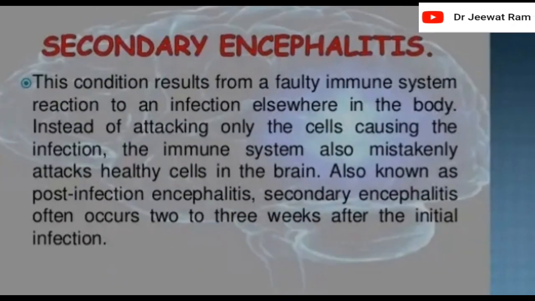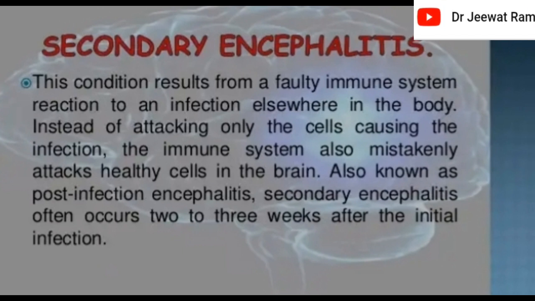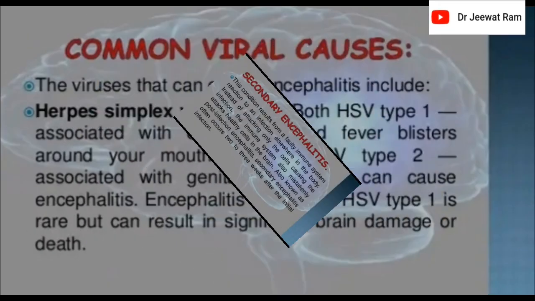Secondary encephalitis. This condition results from a faulty immune system reaction to an infection elsewhere in the body. Instead of attacking only the cells causing the infection, the immune system also mistakenly attacks healthy cells in the brain, also known as post-infection encephalitis. Secondary encephalitis often occurs 2 to 3 weeks after the initial infection.